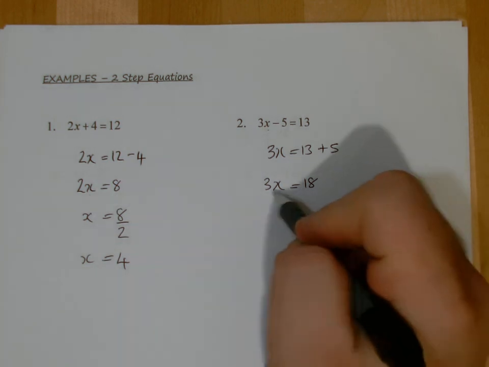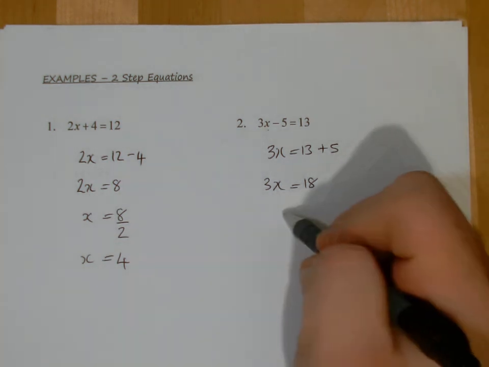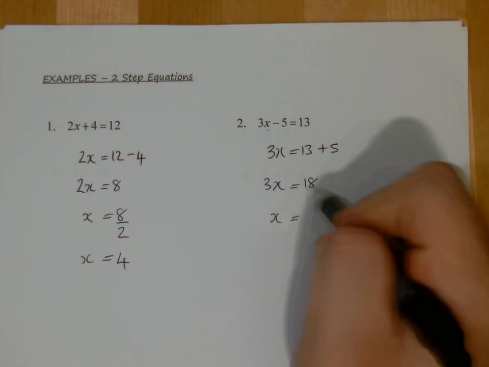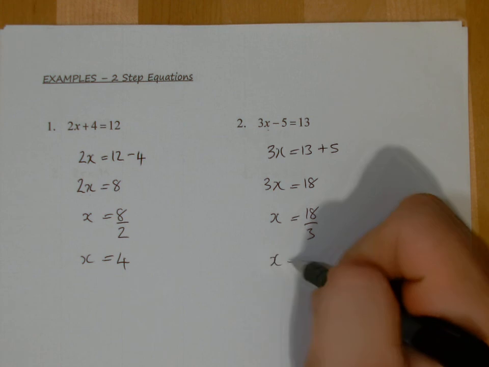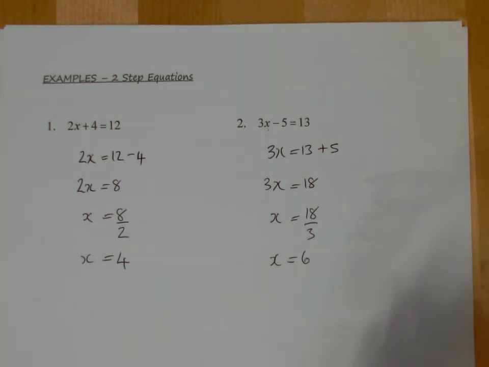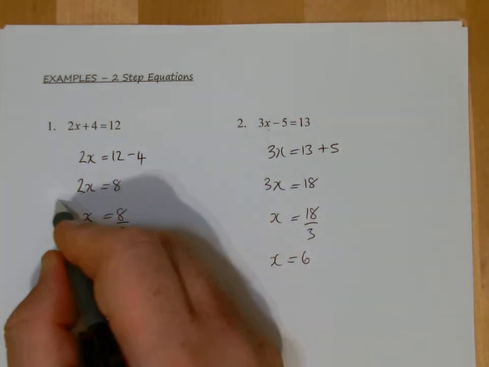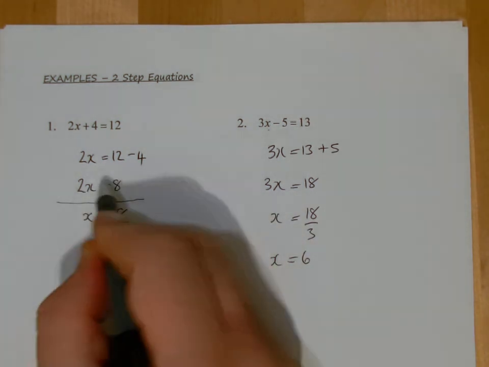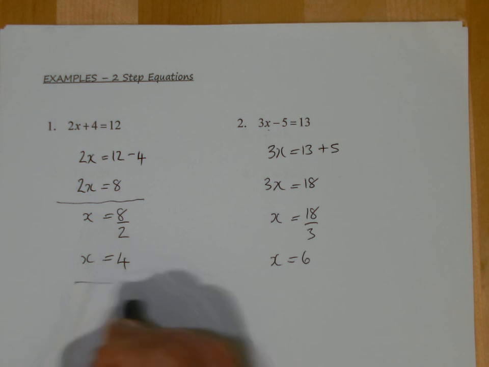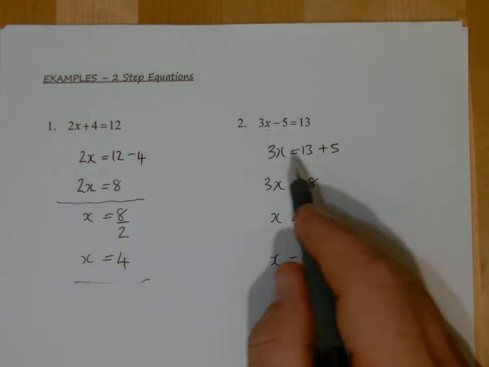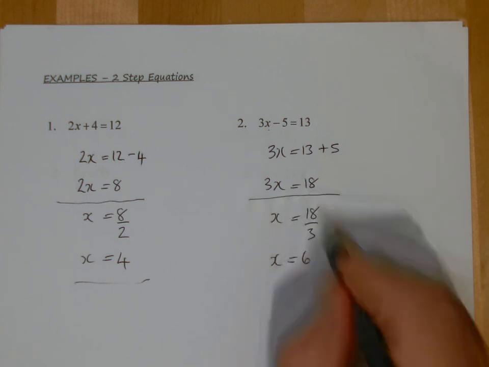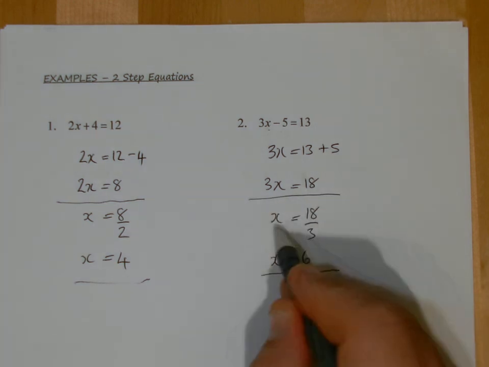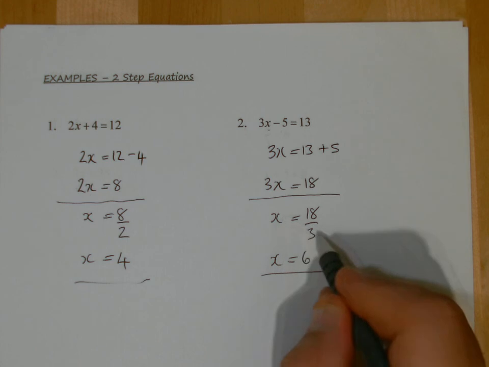Well, because you're timesing, you do the opposite. So you divide this 18 by the 3 and you get your answer out to be 6. Okay, so there you can see there's 2 steps taking place. Okay, so this was the first step resulting in this, and then we have the second step then to get our final answer. There's the same going on here. The first step was to add the 5 and we got 18, and then the second step then was to get x on its own, dividing by the 3.